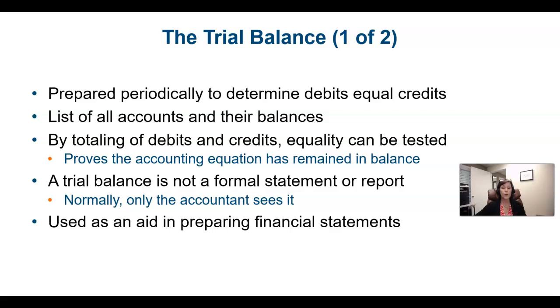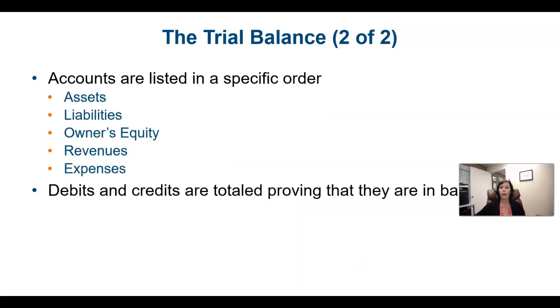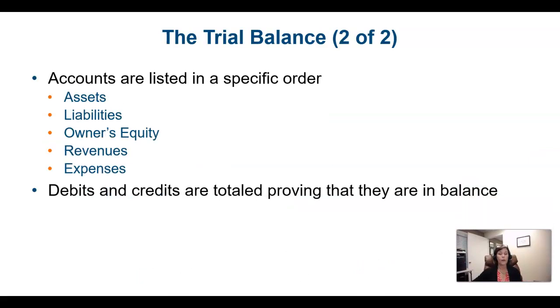So to ensure that you are in fact in balance before you prepare your financial statements, you're going to prepare what's called a trial balance. Now, what this trial balance will do is ensure that all of your transactions are in balance, and at least from that standpoint you can go forward and reliably prepare your financial statements. The trial balance is done in a particular order. It starts with assets, then liabilities, then owner's equity, then revenues, then expenses. There will be a column for debits and a column for credits.